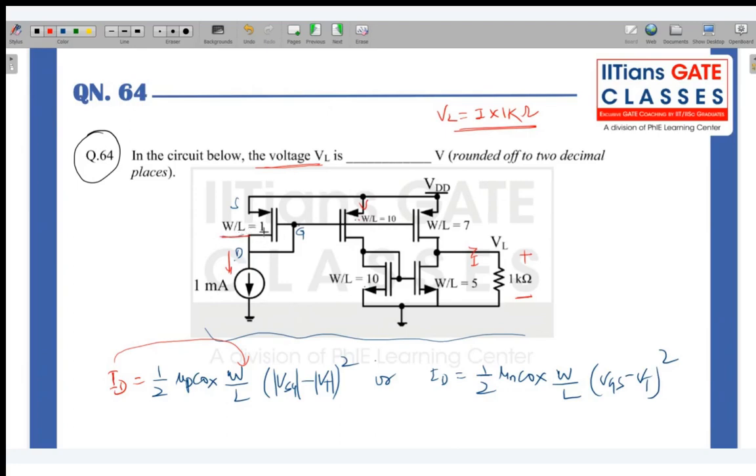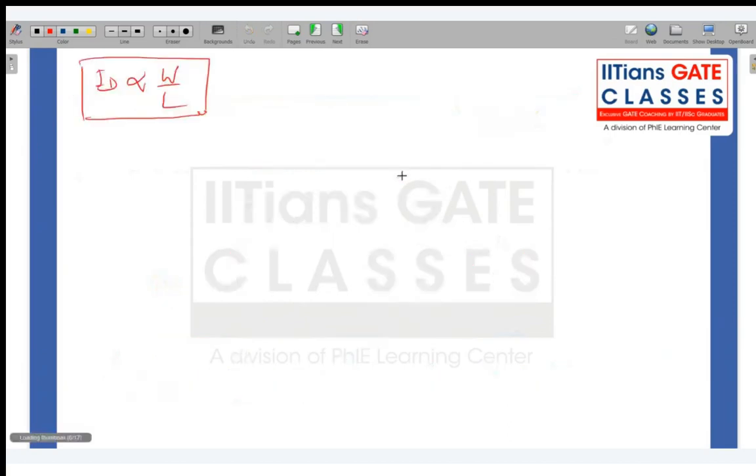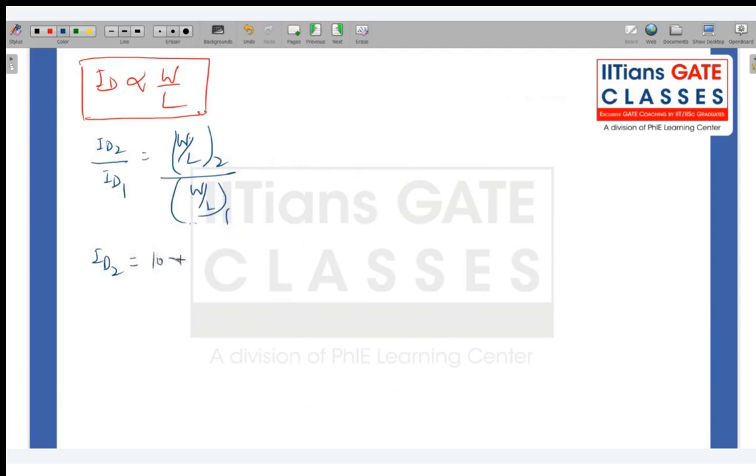So you can consider this is ID1, and here you are finding ID2. Let me apply the proportionality rule here. ID2 by ID1 will be W by L 2 upon W by L1. As you can see, this is given as 1 and this is 10. So your ID2 will be 10 times of 1 milliampere. So this is 10 milliampere.